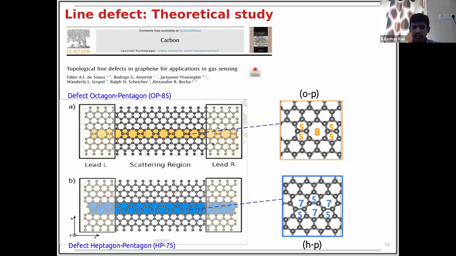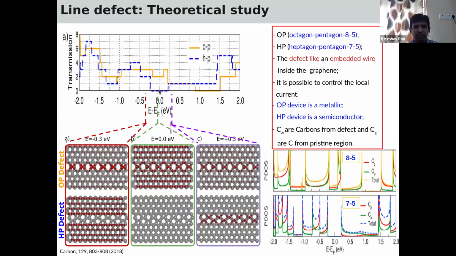The transmission curves are obtained. The yellow one shows the 5,8 and the blue one the 7,5. We can see that at the zero Fermi level there is no transmission here, which means there is no transmission.